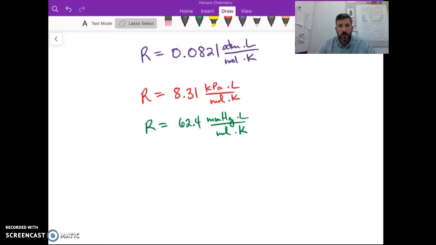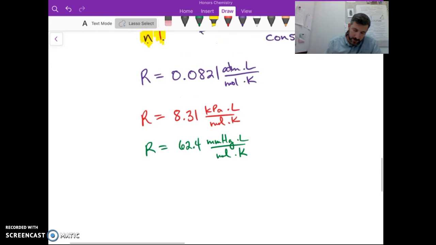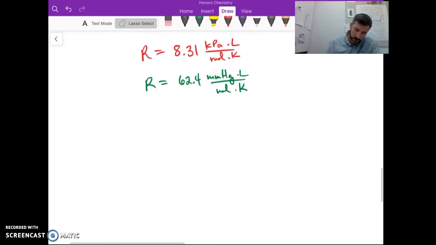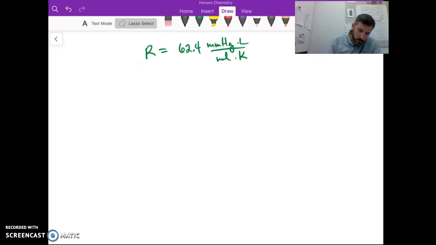Okay, so those are my 3 R values. The other thing I want to say is we're generally not going to leave the equation in this form, P times V over N times T equals R. Instead, we're going to rearrange it, and it gives us the normal version of the ideal gas law that we're used to seeing where there's no fraction.